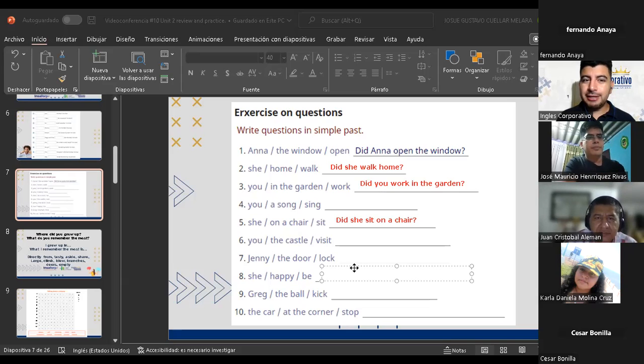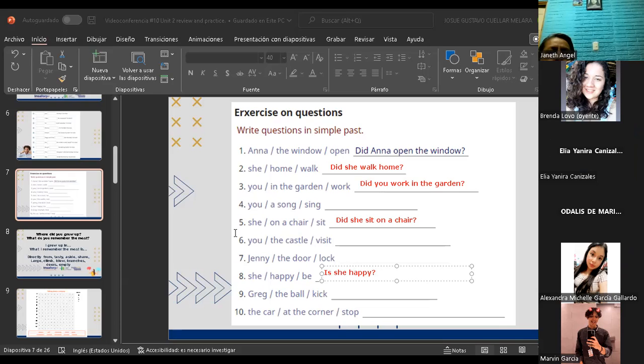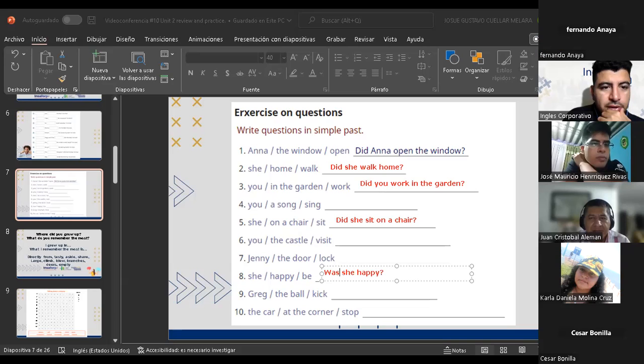En este caso, como es be, no se utiliza el did. ¿Cuál es el pasado del verb be? En presente, ese sería, is she happy? Pero en lugar de she, vamos a utilizar otra palabra que le expliqué ayer. Any idea? Was. Okay, very nice. It is was she happy? Okay, we go now with Jose and then Juan.